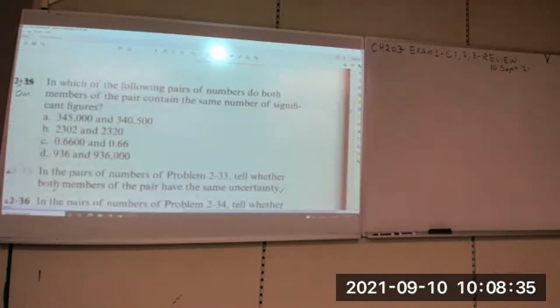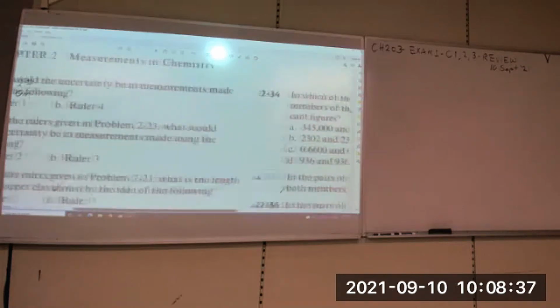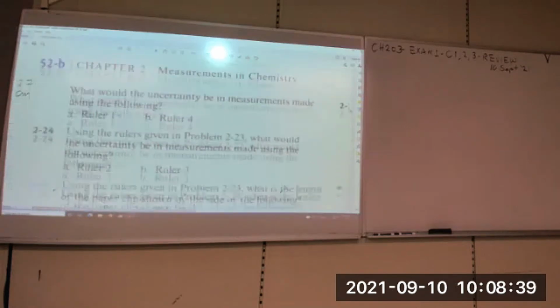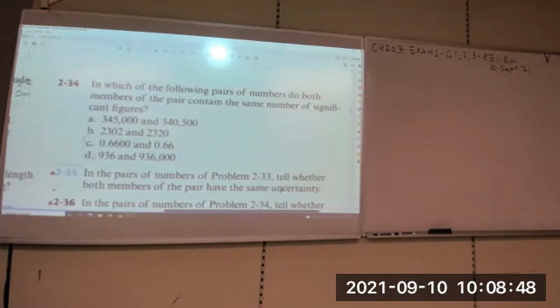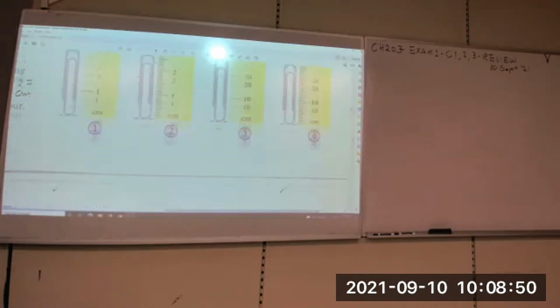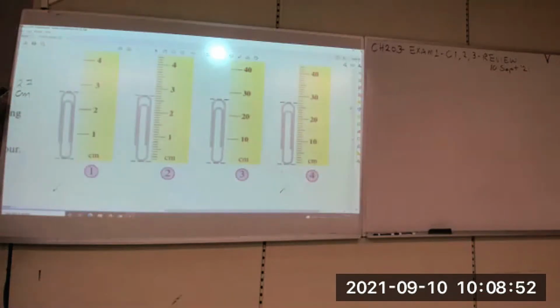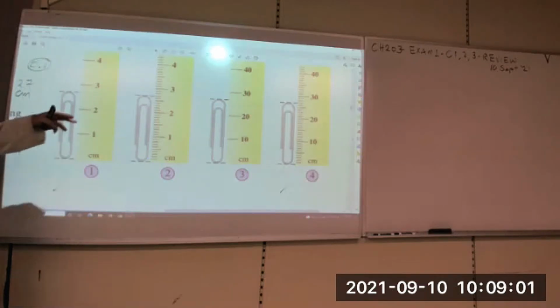Okay, let's look at the wording again. That's probably where the problem is. What would the uncertainty be in measurement made using Ruler 1? Okay. At what position is your guess made? It's made in the 0.1 position. Okay, yeah, 0.1. So I just didn't read the question. Yeah. Pretty much.